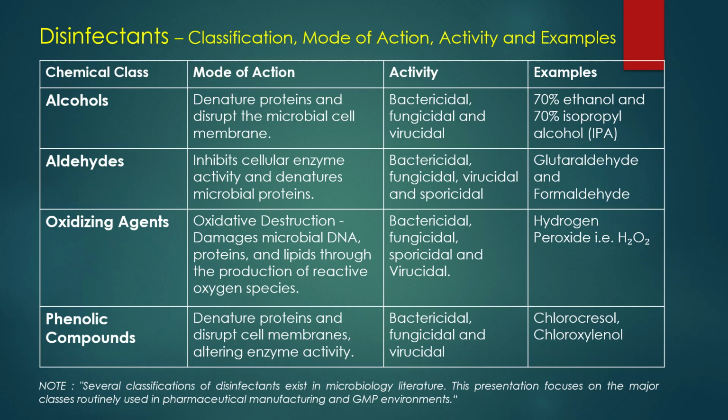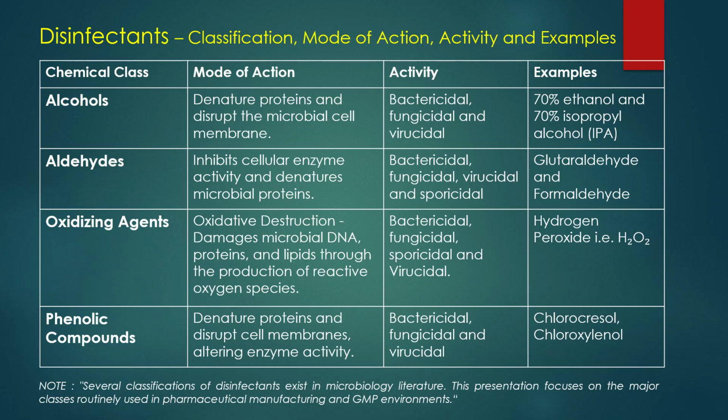Let's now look at the classification of disinfectants, their mode of action, activity, and examples. Alcohols such as 70% ethanol and 70% isopropyl alcohol denature proteins and disrupt the microbial cell membrane. They are bactericidal, fungicidal, and virucidal. Aldehydes such as glutaraldehyde and formaldehyde inhibit cellular enzyme activity and denature microbial proteins. They are bactericidal, fungicidal, virucidal, and sporicidal.